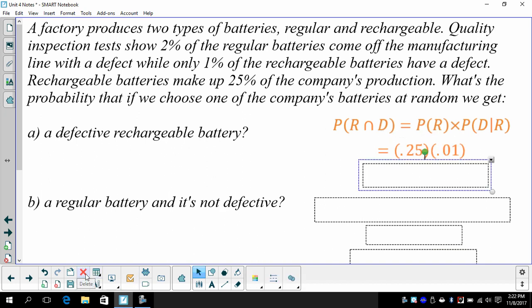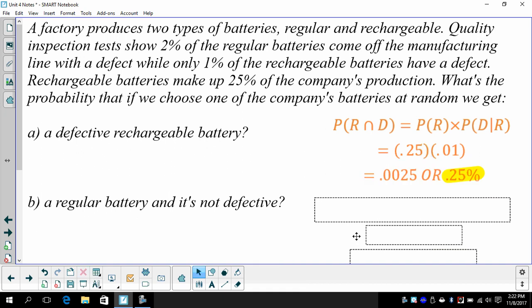And I found out that the probability of choosing one battery at random that is a defective rechargeable battery is about 0.25%. So remember that on a quiz or a test or a homework, you should report this to me using a sentence, writing the answer in context.